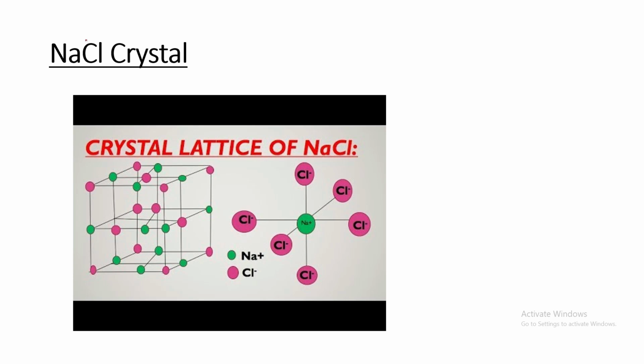Let us look at another example of a crystalline solid, that is the NaCl crystal, the common salt or sodium chloride structure. Here you have the sodium ions and the chlorine ions. You can see that these sodium and chlorine ions are arranged in a regular fashion throughout. So this is an example of a crystalline solid.